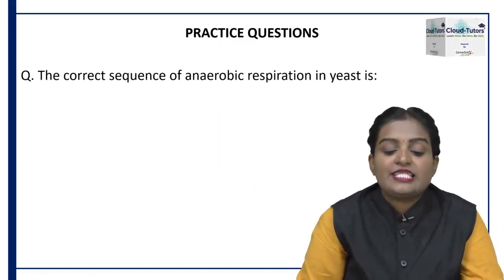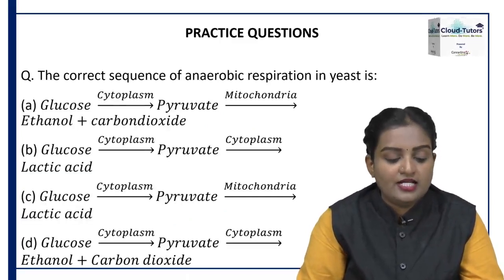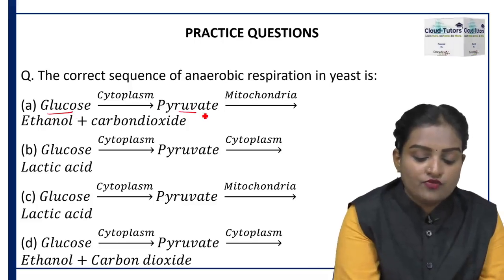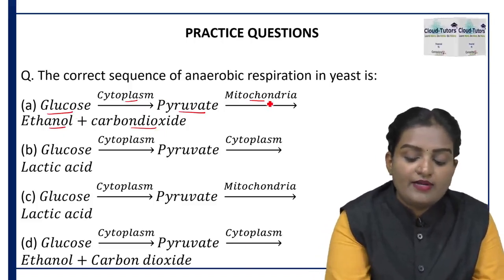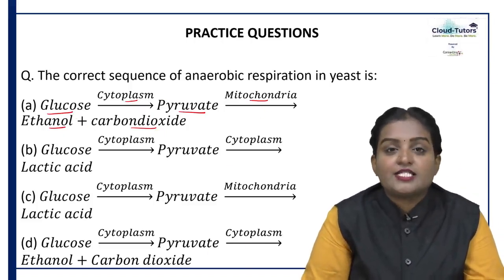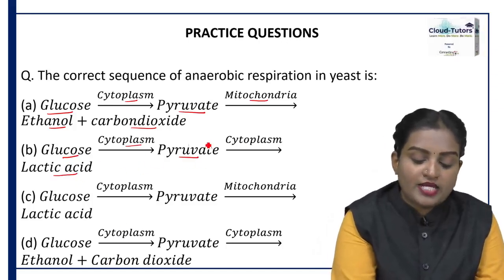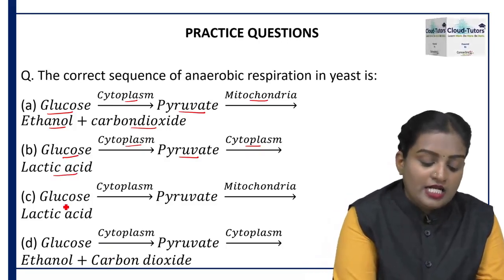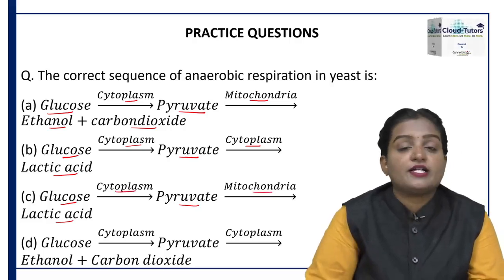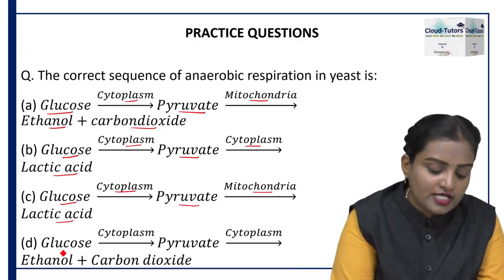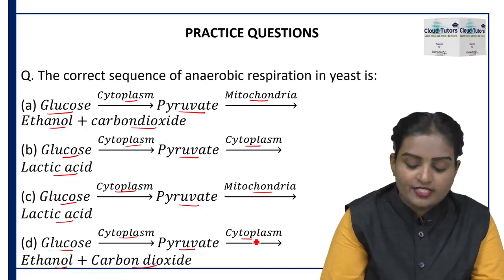Next question, the correct sequence of anaerobic respiration in yeast is, options are A, glucose to pyruvate to ethanol and carbon dioxide. The sites are cytoplasm and mitochondria respectively. Second, glucose to pyruvate and then lactic acid, site is cytoplasm. Third, glucose to pyruvate then to lactic acid, sites are cytoplasm and mitochondria respectively. Fourth option, glucose to pyruvate then ethanol and carbon dioxide, site is cytoplasm only.